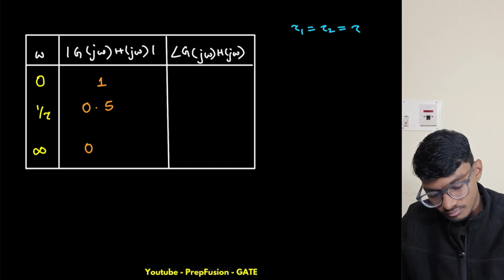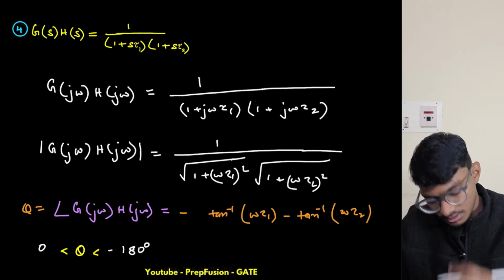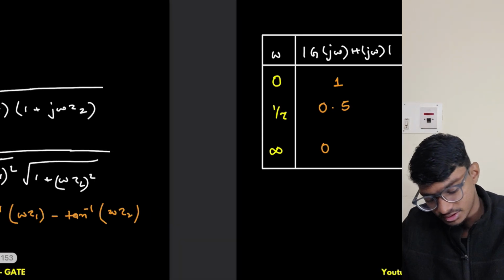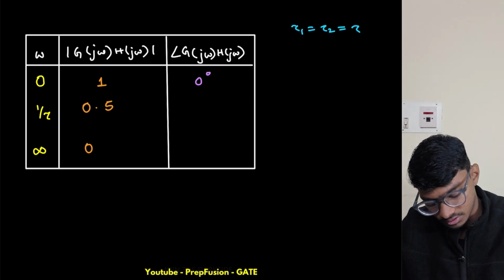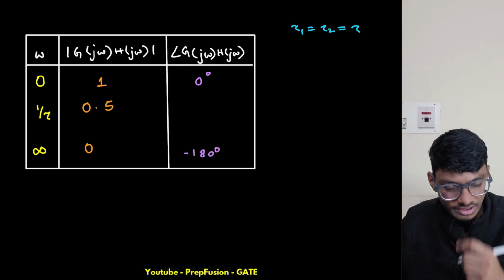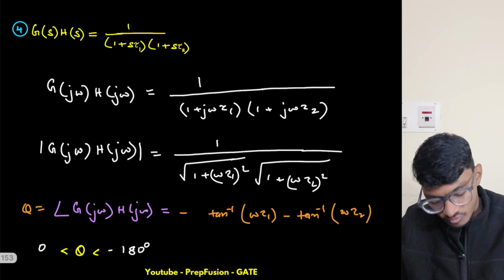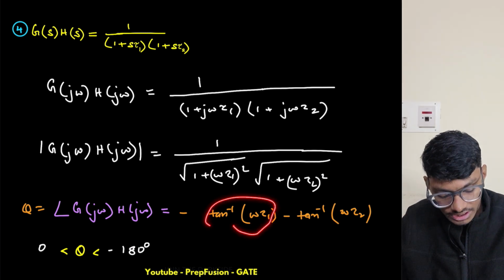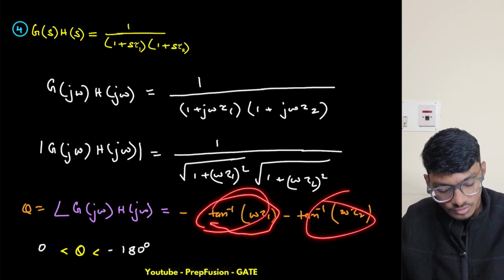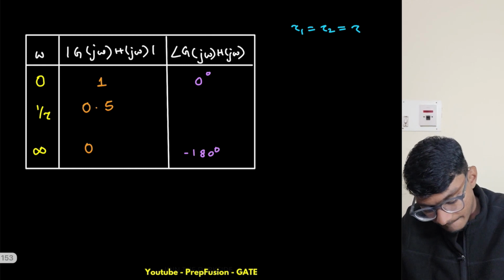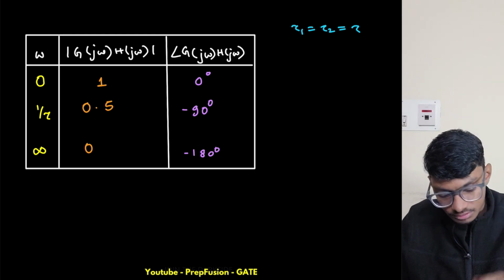So this angle of G of omega, basically if I put omega equals 0, I get 0 degree angle. We have already done the critical points, right? So this is 0 degree angle, this is minus 180 degree angle. Minus 180 or plus 180 doesn't matter, you are adding 360 or something like that. But here it is interesting, what is happening at 1 by tau. At 1 by tau, if tau 1 equals tau 2, this is tan inverse 1 and this is also tan inverse 1 itself. So this is minus 45 and this is minus 45, so minus 45 minus 45, it is minus 90 itself, right?